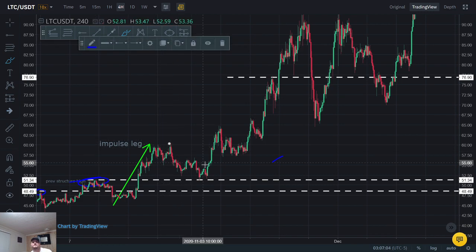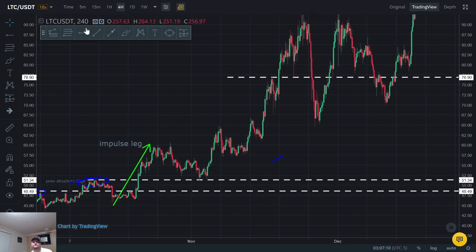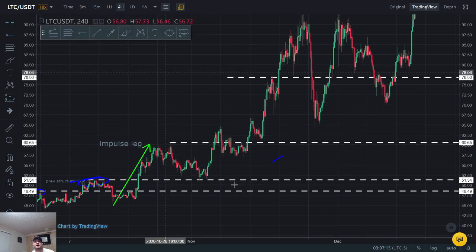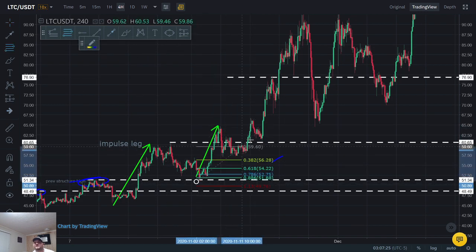You was looking at right here. I'll get it right here in a second. And you was considering this right here an impulse leg, and you was pulling your Fibonacci from here to here.